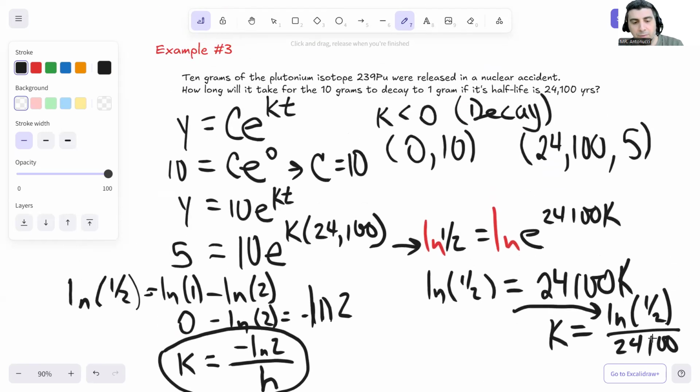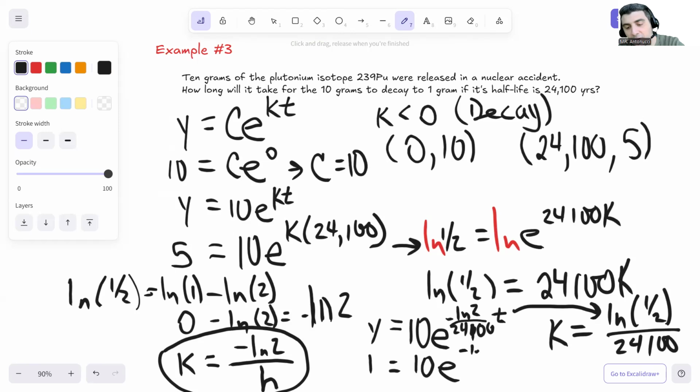Okay, so that makes our equation y equals 10e to the negative natural log of 2 over 24,100 t. Now the question asks, how long will it take for 10 grams to decay to 1 gram? Well, we would substitute 1 into this equation. So we'd have 1 equals 10e to the negative natural log 2 over 24,100 t. And then we could slap that into Desmos and solve the equation there.